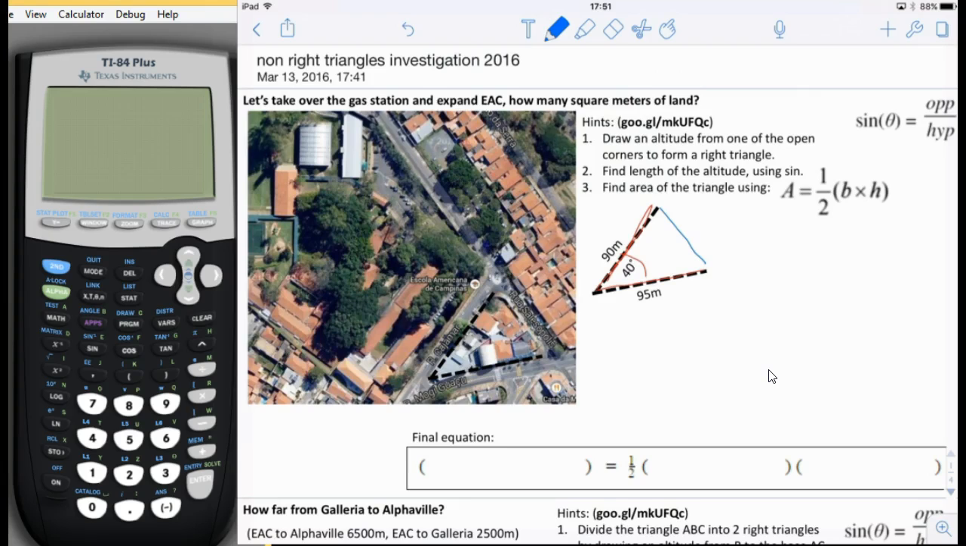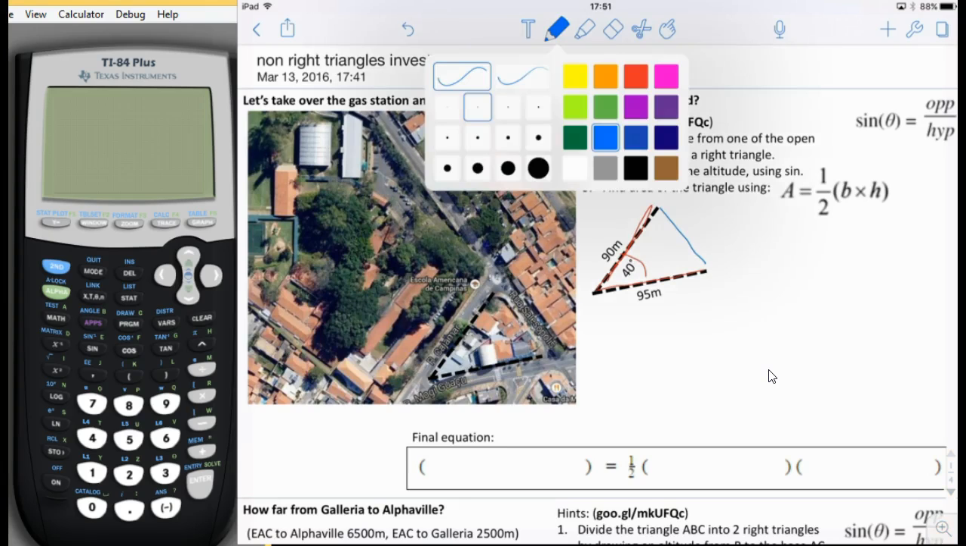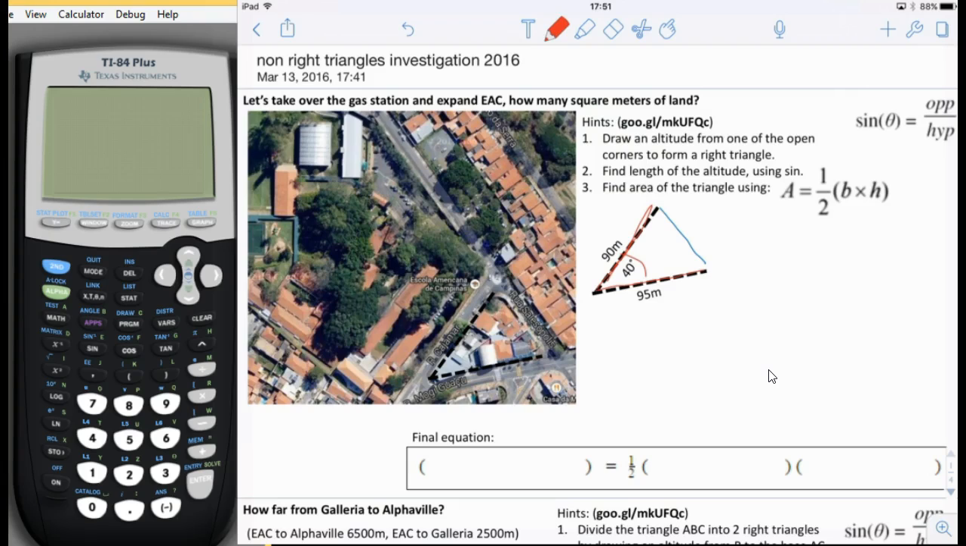So the first step to find the area of this triangle is to find the height or the altitude of the triangle, because we know a formula to find the area of a triangle: 1/2 base times height. In this case, let's say that we know this base, 95 meters. We don't know the height relative to this base, which would be the perpendicular here that we just drew.